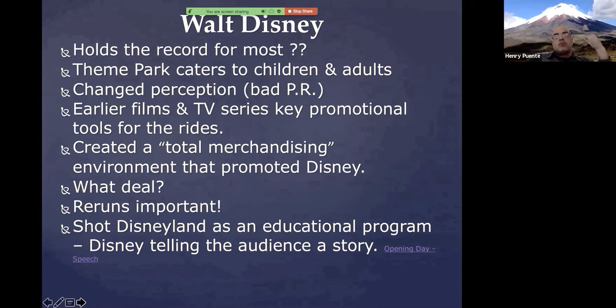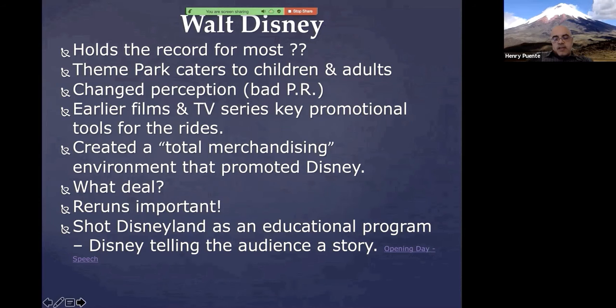He also created a total merchandising experience or environment, right, which totally promotes Disney. So he creates this park really that has never been really duplicated before, where essentially you can buy tons of merchandising based off of, going back to what I was speaking about earlier, his earlier films, his earlier TV series. So it's this incredible total merchandising experience where Disney is able to generate enormous amounts of revenue off of the merchandising that obviously promotes Disney properties.